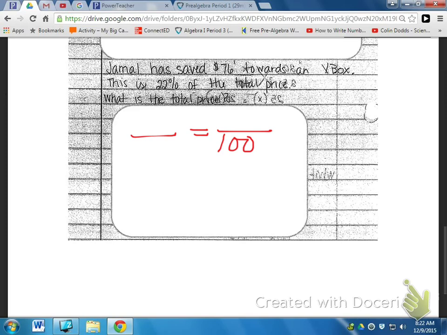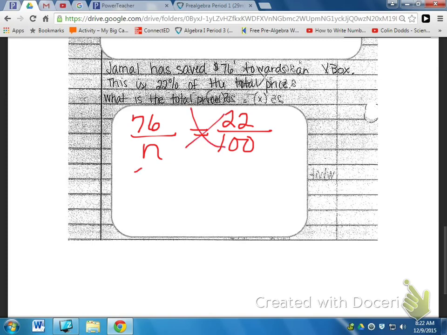So somebody else want to try this one? Shane, did they give us a percentage? Yeah. Okay, so where's that go? Since they said 22%, that goes to the top of the 100. Okay, did they give us the of number? No. So what does that mean for us? Variable goes on the bottom. Did they give us another number? Yeah. So what am I going to do with that? Put it on top. And I'm going to put 76 up here. Okay, now that I've got all the spots filled in, what are we going to do?